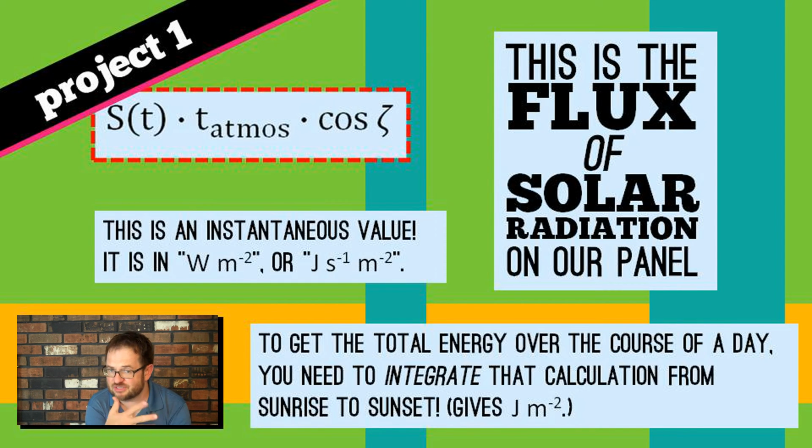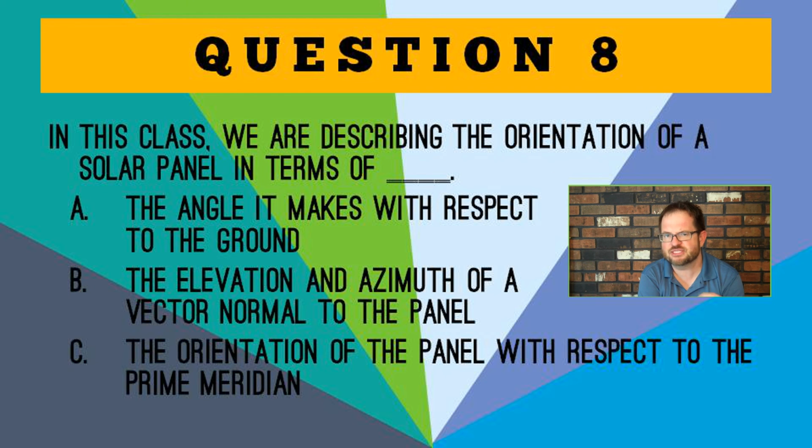Now, in the next video, we're going to start walking through how you are going to actually do that. I realize this has been a bit abstract so far. But before we get to that point, let's answer a quick couple questions about how this is all going to work. I said here, in this class we are expressing the orientation of the solar panel in terms of A, the angle it makes with respect to the ground, B, the elevation and azimuth angle of a vector normal to the panel, or C, the orientation of the panel with respect to the prime meridian. I hope that question isn't too hard. But anyway, you make your choice from the three options below, and I'll give you some feedback and we'll move on to question 9.